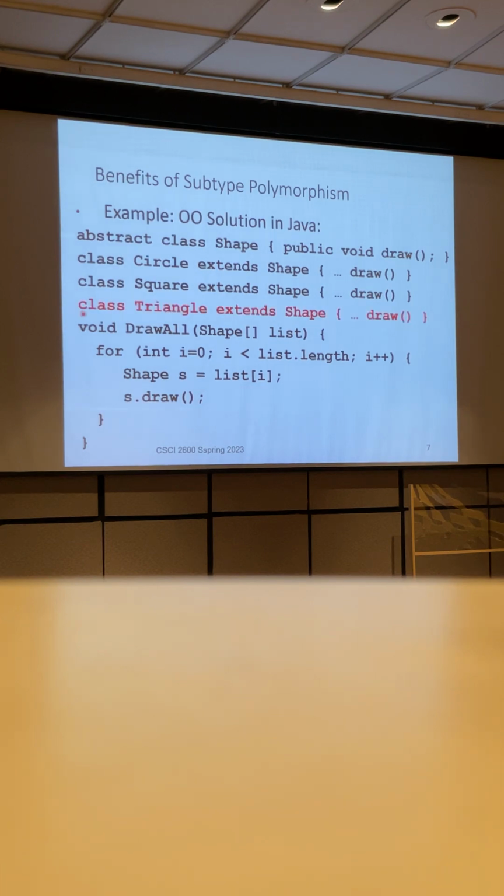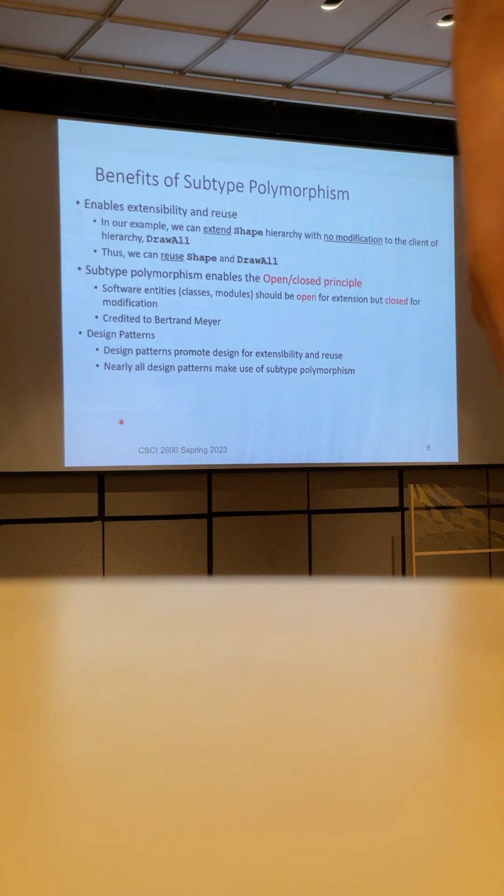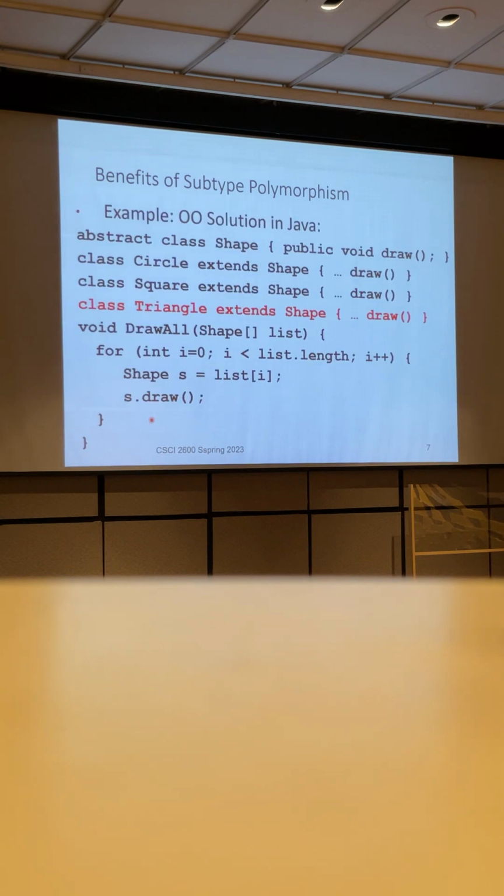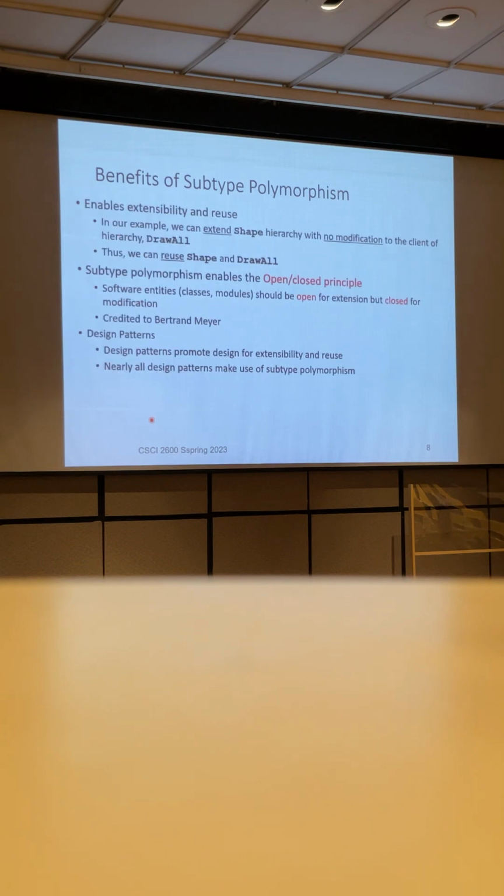We just have to implement our triangle. Declare that we now have a triangle class. Implement its draw. Draw all does not change a single character. So it just works for all future shapes that we may add. All right, so this is great for extensibility and reuse. We reuse this draw all for all current and even all future yet unknown shapes.